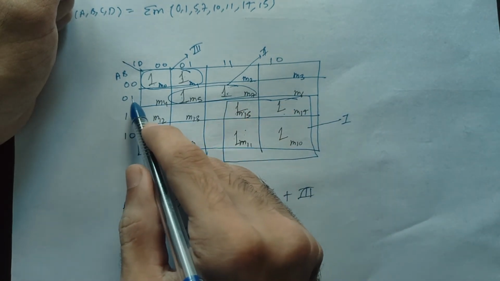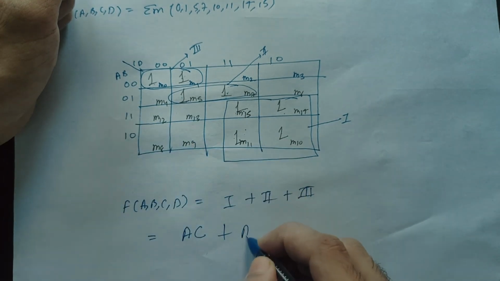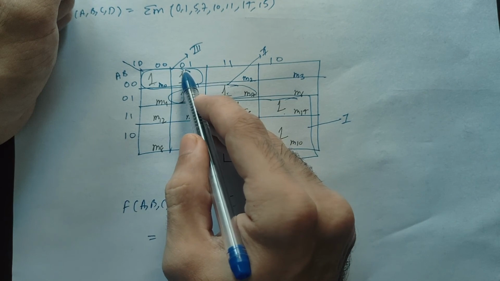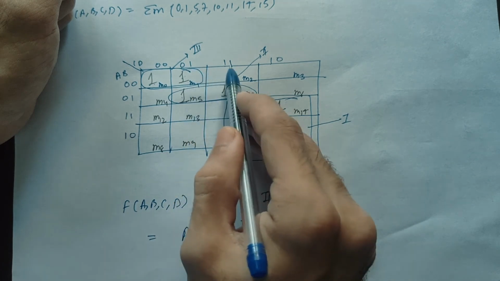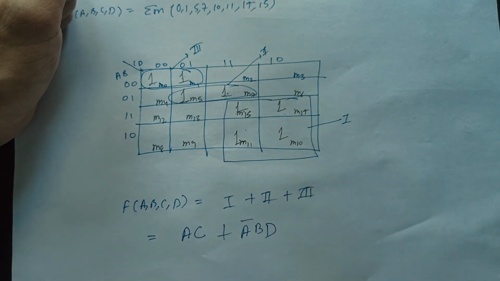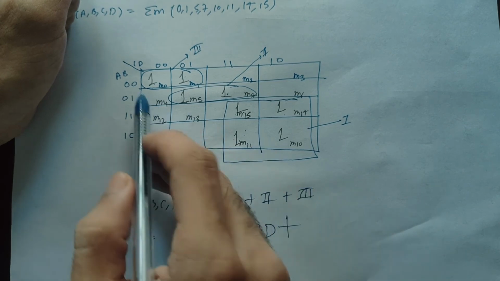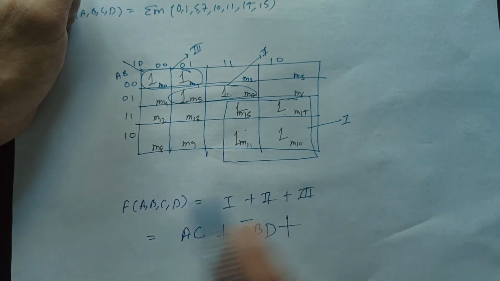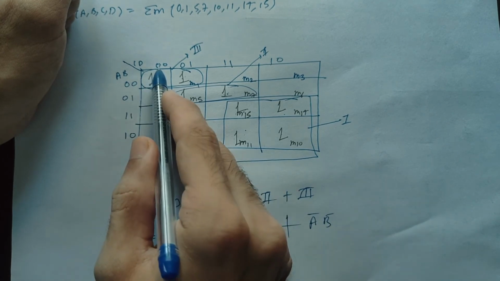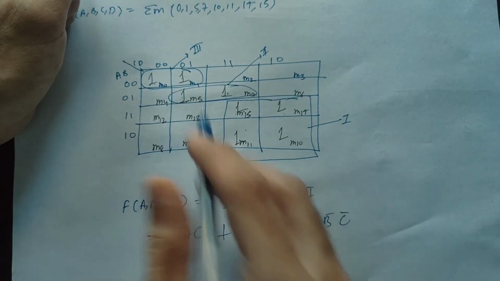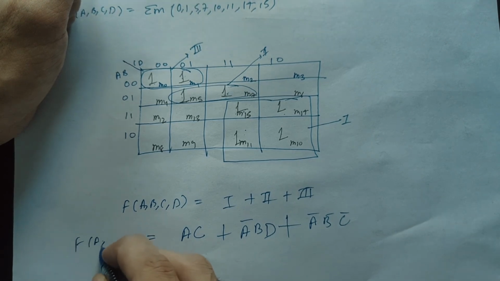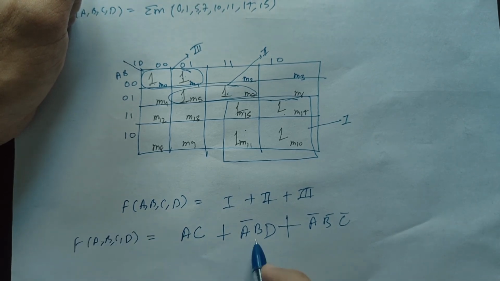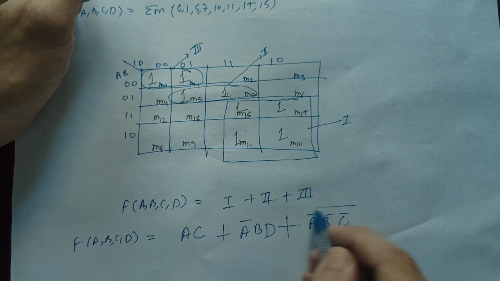In group 2, A and B are constant, not changing, so A is 0, so A bar, B is 1, so B, and C is changing from 0 to 1, so we will neglect C and take D because D is constant as 1, so D. In group 3, A and B are not changing and are 0, so A bar, B bar. C is not changing and is 0, so C bar, but D is changing, so we will neglect D. So the simplification of this function, F(A,B,C,D), would be AC plus A bar B D plus A bar B bar C bar.